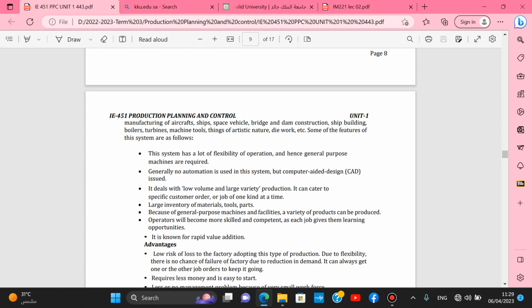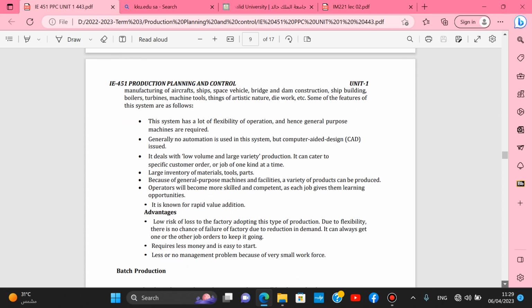Generally no automation is used in this system, but computer aided design is used. ما في automation. automation ايش يعني tasks repeated automatically. Okay, tasks done with robots automatically. We don't use automation in this type of job. Okay, but we can use the computer aided design.